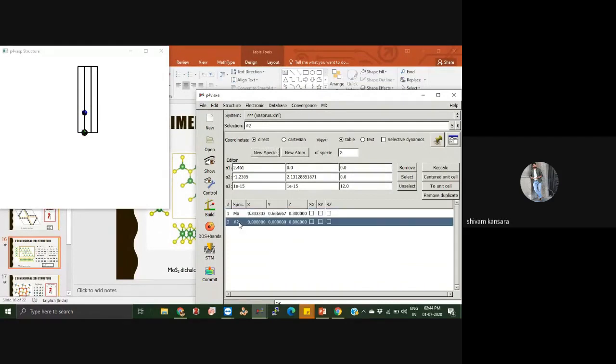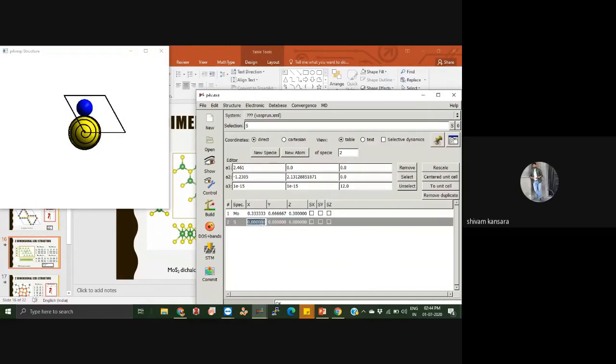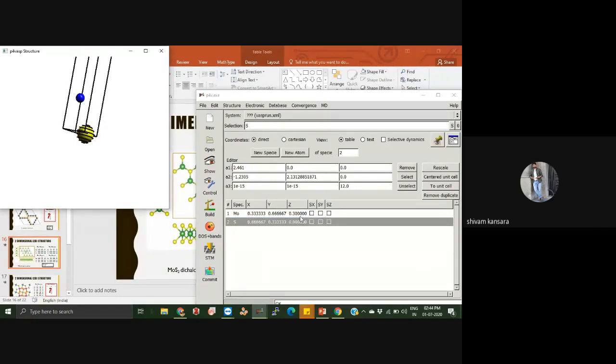Again, new species and press S. See here. Okay, fine, and 0 here, we just keep it 0.6666, 0.333. See what happened. Mo is in the center, like 0.333, and this is at 0. But there is one atom of Mo and two atoms of S2, and Mo should be fixed between the two S atoms. So this is 3, so keep it 0.25.